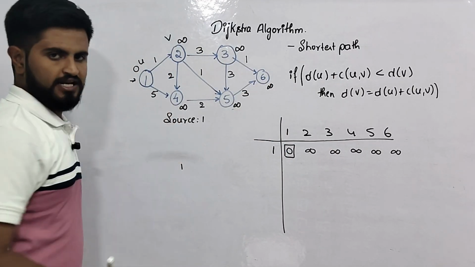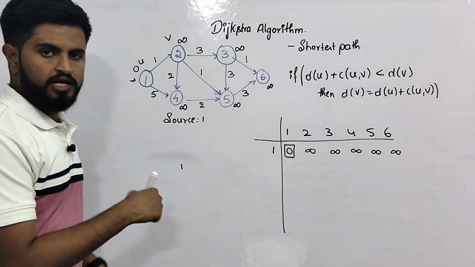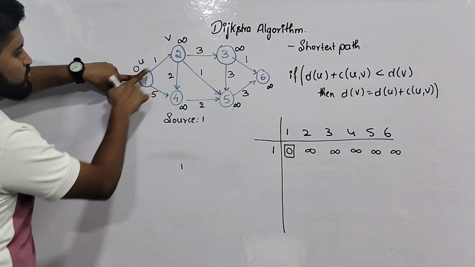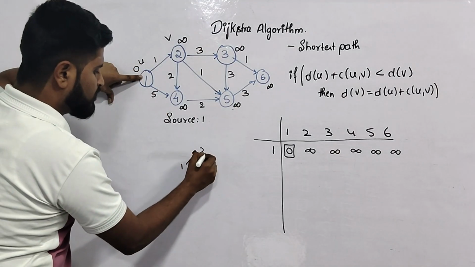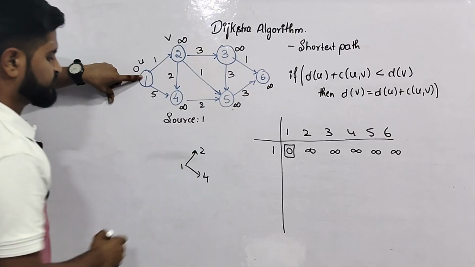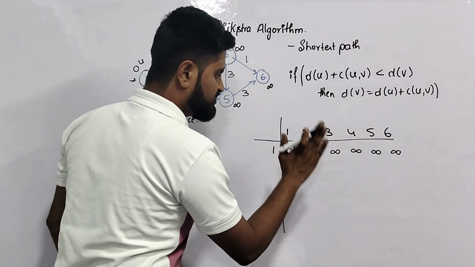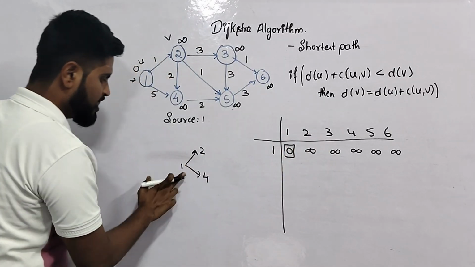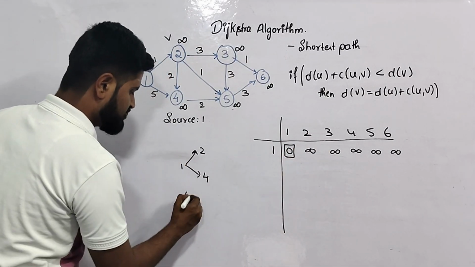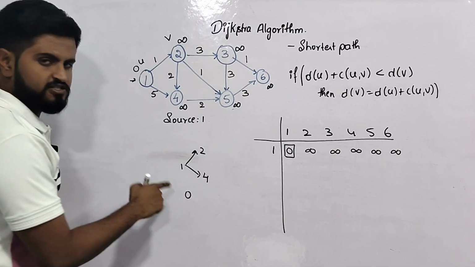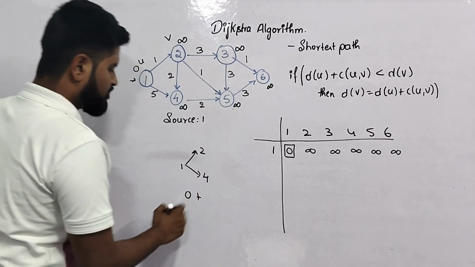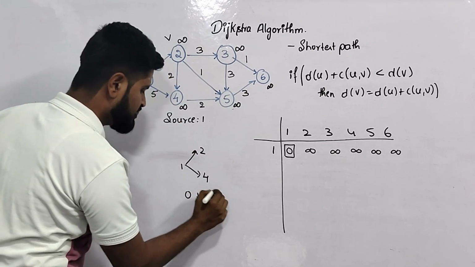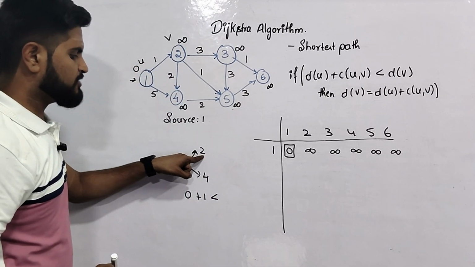Now the first node is selected. From 1, where can we move using the outgoing edges? Node 1 has two outgoing edges, one to 2 and another to 4. Take the reference of this table itself; you must take the reference from the previous step only. See, what is the value of 1? 0. The updated value of 1 is 0. That is, d of u is 0 plus the cost of moving from 1 to 2.